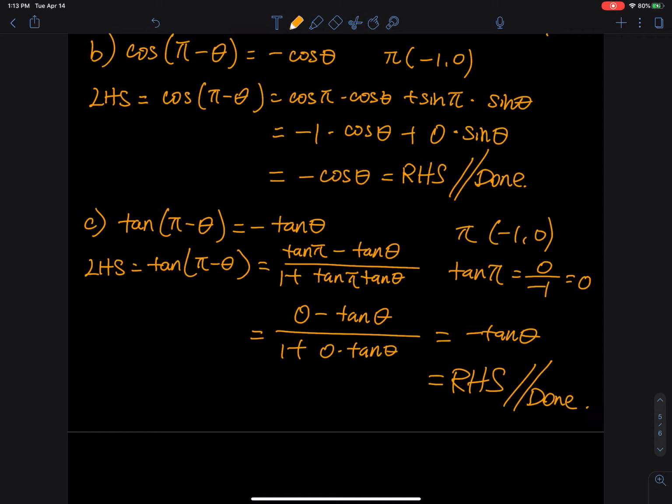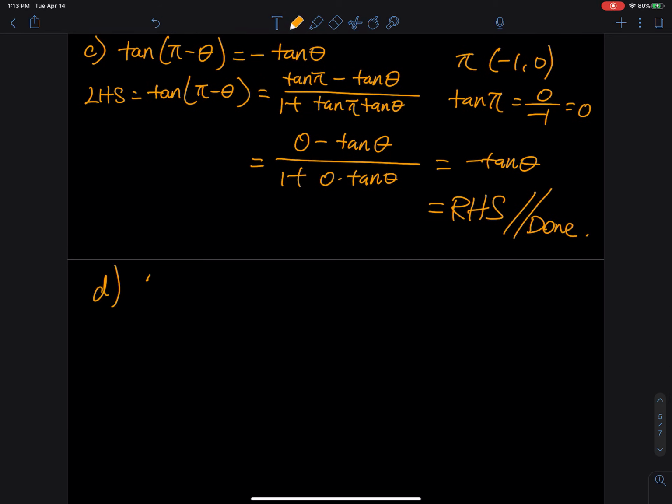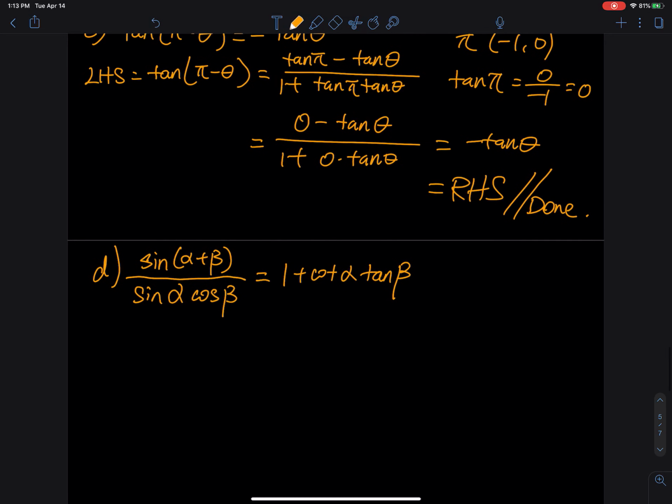Not too difficult, right? And then the next one requires more work. I'm not going to just give you a couple of simple problems in my video. So in part D, you have sine of alpha plus beta divided by sine alpha cosine beta, that is equal to 1 plus cotangent alpha times, it's not cotangent, sorry, times tangent beta. Okay, let's do it. I am going to take the left hand side because I can apply the sum formula.